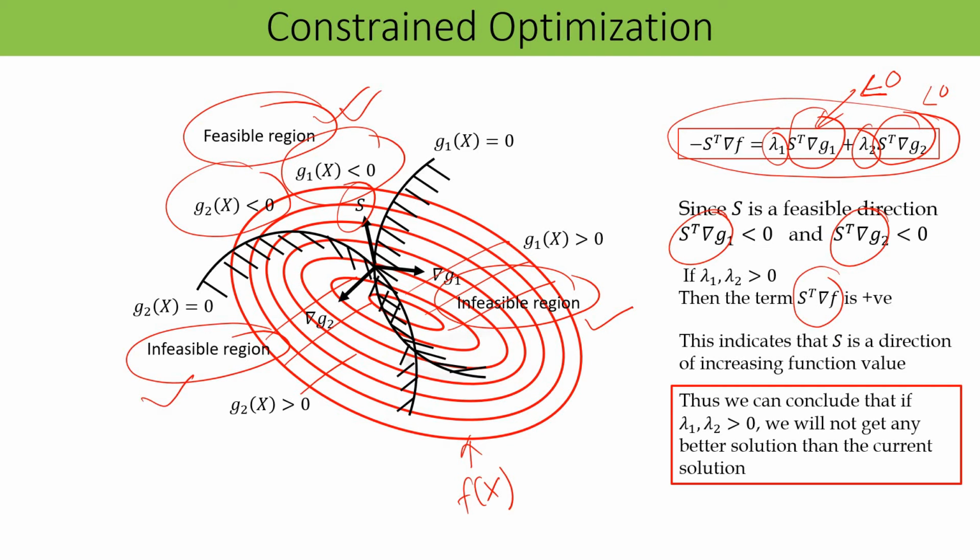Again, please remember that whatever we are discussing is for the minimization problem. In case of a minimization problem, if you go along that direction the function value will increase, not decrease. So whatever current solution you have, that is the optimal solution. Or otherwise I can say that lambda 1 and lambda 2 should be greater than 0 at the optimal point, or you can say that that is the criterion of optimality. Okay, so I hope this is clear to you.